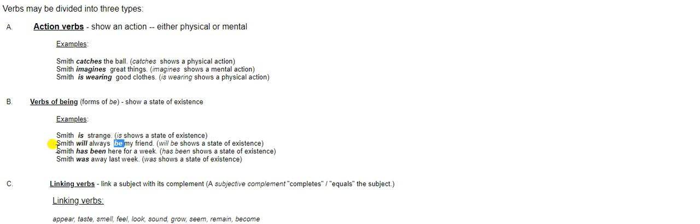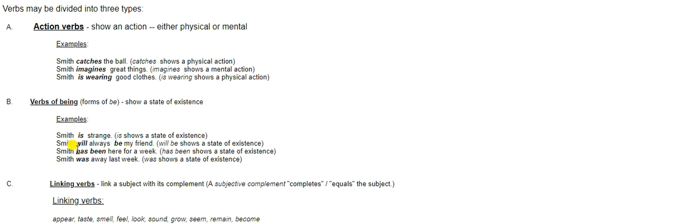We could rearrange this sentence and say Smith will be my friend forever. And then forever, just like always, would be describing the verb will be. But anyway, will be shows a state of existence, okay? Smith's state of existence is that of being my friend, always. Okay? Smith has been here for a week.